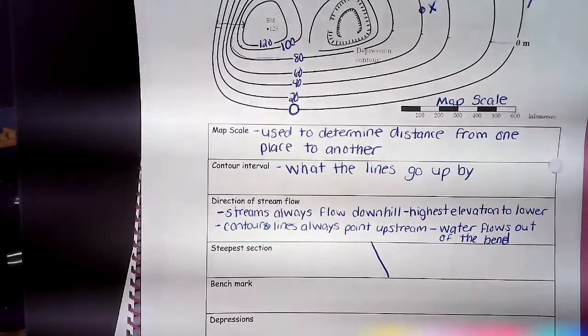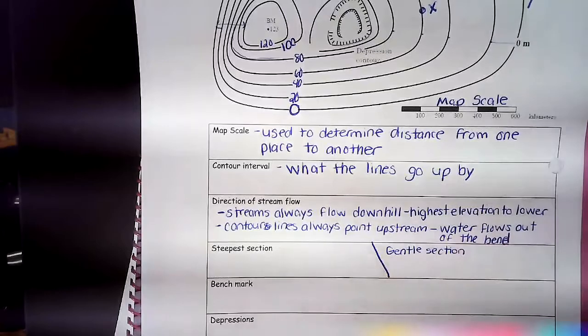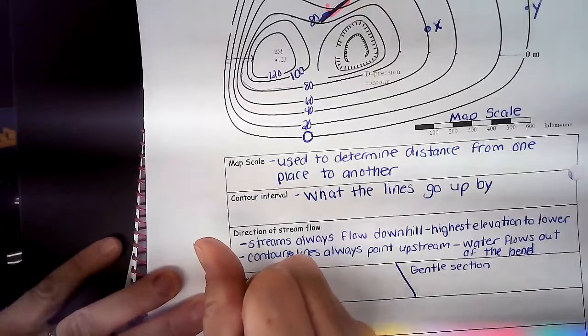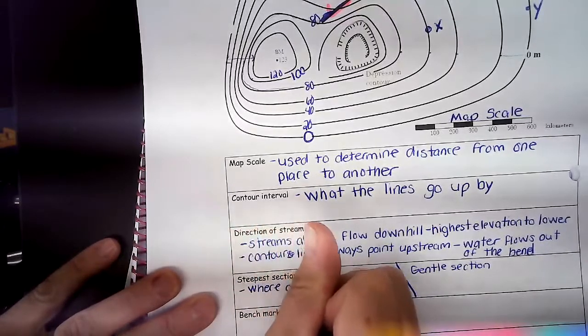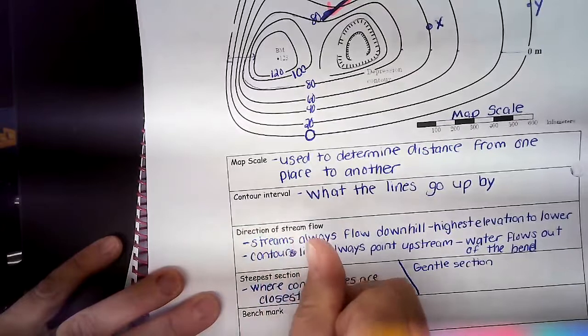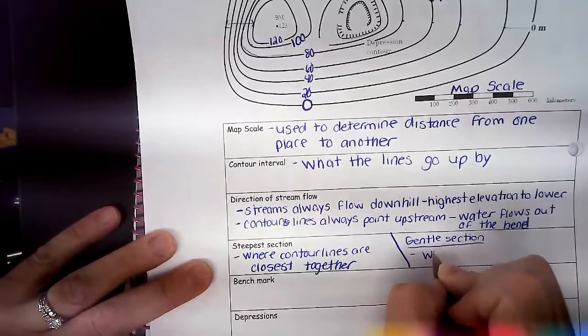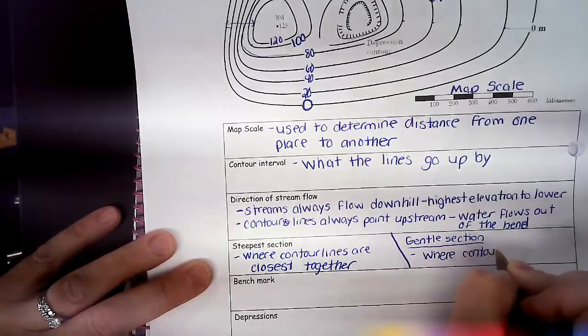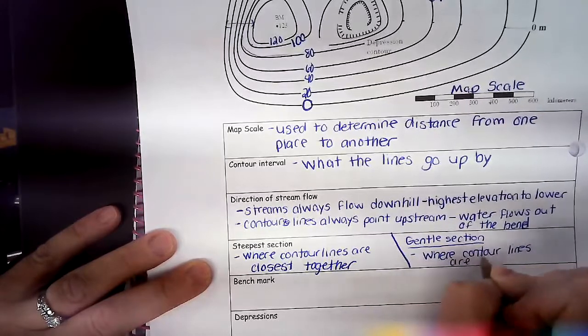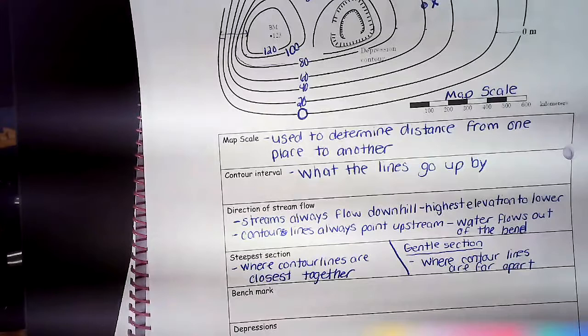So for the steepest section, first of all, what I want you to do is break this box into half, because we're going to do one side for steep and one side for gentle. The steepest section, what you need to know is this is where contour lines are closest together. And the gentle section is where contour lines are far apart. So one thing you will have to be able to do is look at a map and say, this side is steeper than that side.